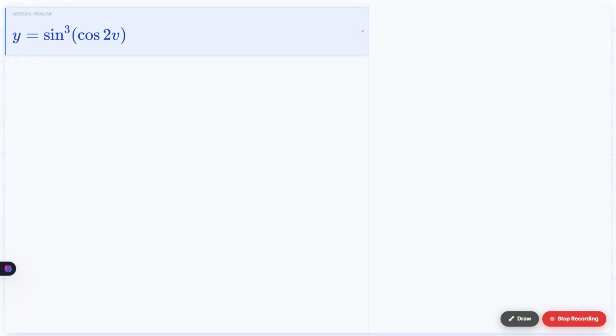We start with the equation y equals sine cubed of cosine 2x. This is our starting problem. We need to find the derivative of this expression.